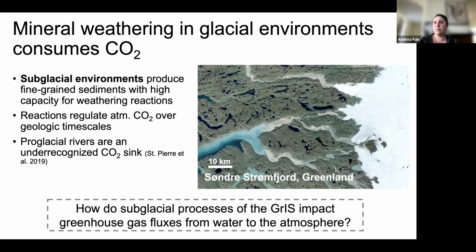and this remineralization of these organic rich deposits, combined with this notion that CO2 is actually consumed by reactions under the Greenland ice sheet, it leads to this question of how do subglacial processes of the Greenland ice sheet actually impact greenhouse gas fluxes from water to the atmosphere?